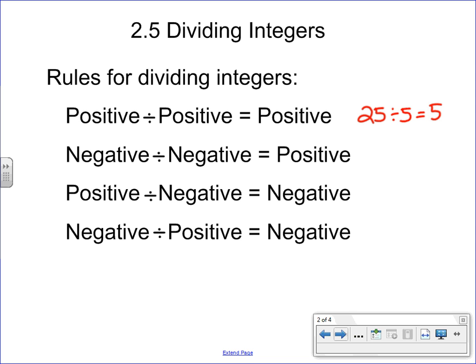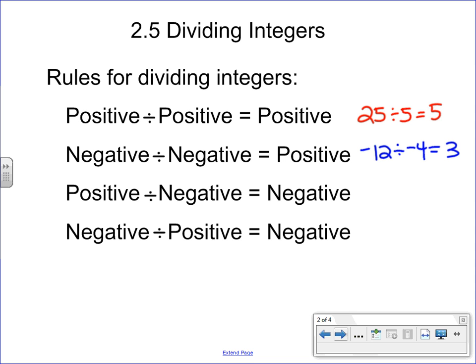The second rule says a negative number divided by a negative number is going to equal a positive number. So if I have a negative 12 and I divide that by a negative 4, even though we're dividing two negative numbers, our answer is going to be positive, and in this case, a positive 3.